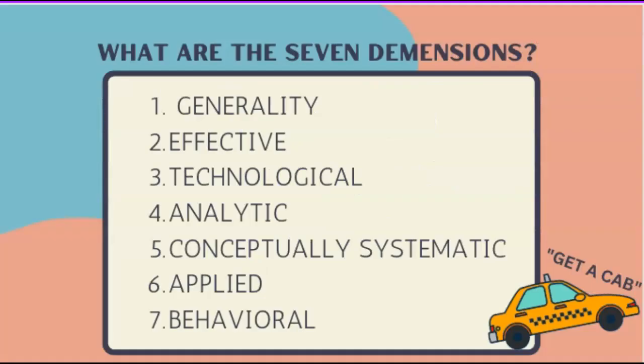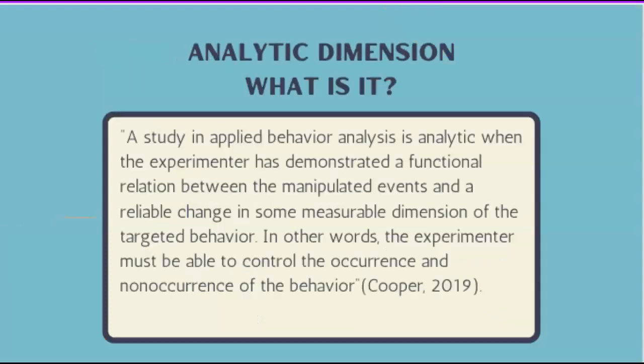To start off, I will be discussing the 7 dimensions, which are generality, effective, technological, analytic, conceptually systematic, applied, and behavioral. These can be easily memorized by the acronym GET-A-CAB.